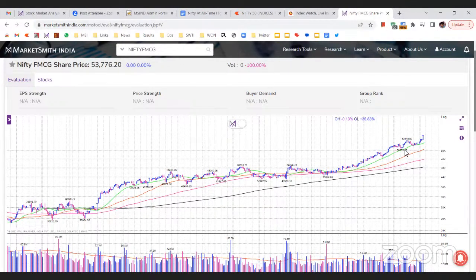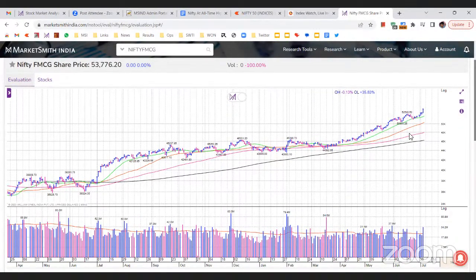It has very good support at its 21 DMA as well, which is the green line here. In the last 1 year, it has never touched its 200 DMA, which is a very positive sign on the overall front. Volumes are also on the higher side. Price action was also very good. So it is also one of the leading sectors in the current market, and it also has a very good weightage in the overall Nifty and Sensex index.